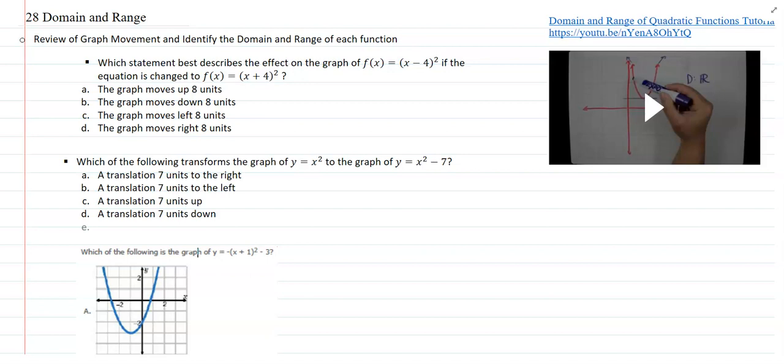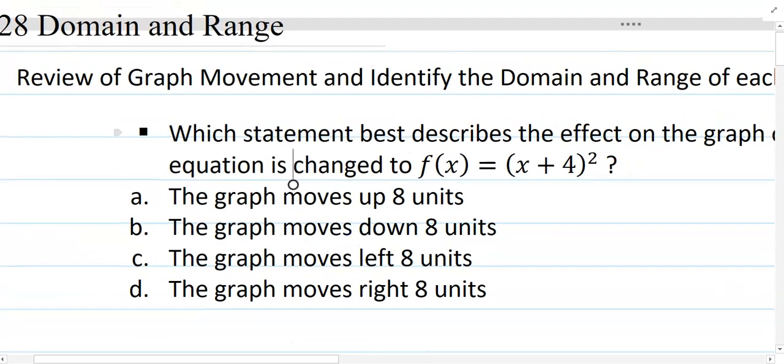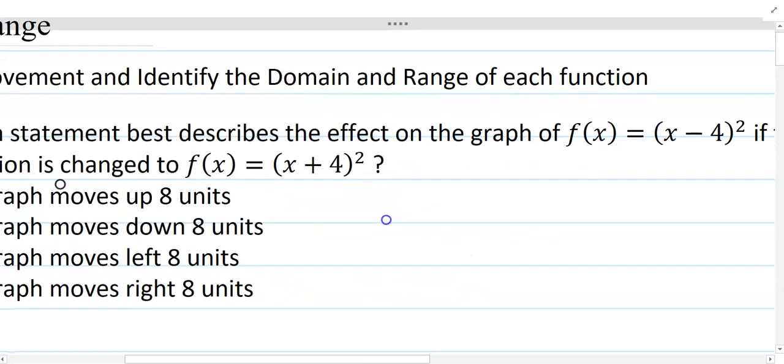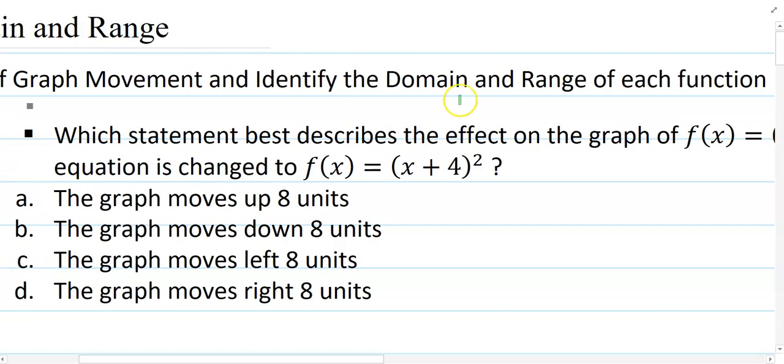Okay, in this video I'd like to review graph movement, or how we can graph these quadratic functions using the vertex form, and discuss how two different equations might appear differently. And then also I want to review domain and range.